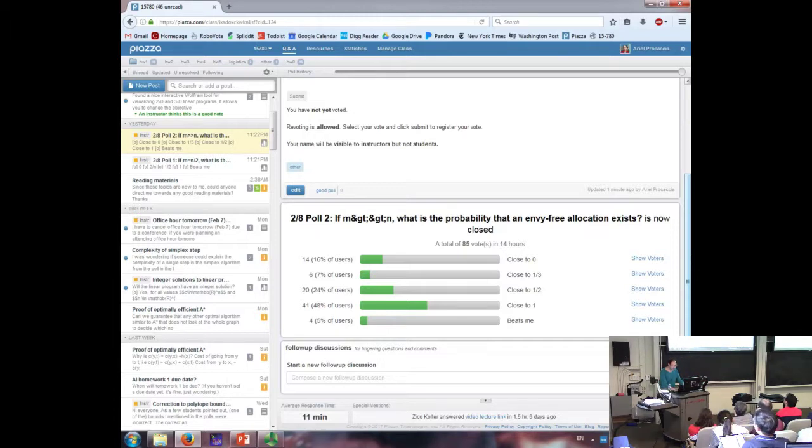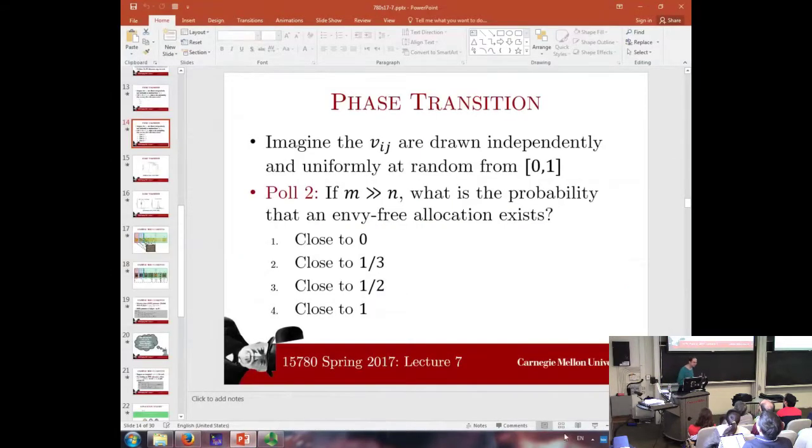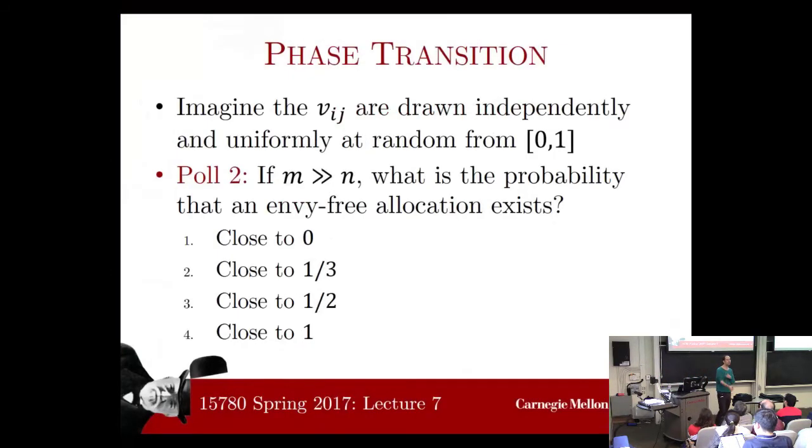This is sort of tricky, but here's the intuition I want you to take away from this. In this problem, there are sort of two extremes. One is that the problem is over-constrained. I don't give you enough items to satisfy the constraints, and then there's no way there'll be an envy-free allocation. That was pole number 1. Pole number 2, the intuition is that the problem is under-constrained.